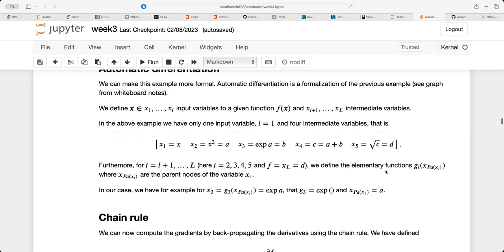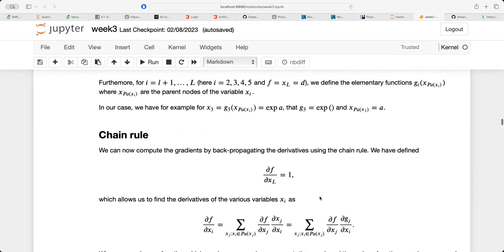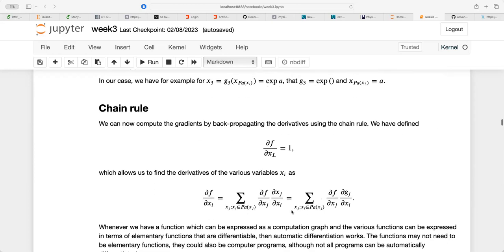Then you define these elementary functions. So the elementary functions would be x3 as an example, which is g3, which now depends on some parent node, which means that the parent node here is actually the variable a. And then you have the elementary function, which is the exponential. Then when you want to do the calculations, this is what you end up having to evaluate. And that's where you have to count the total number of operations.